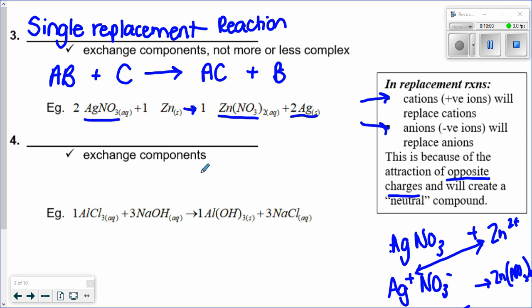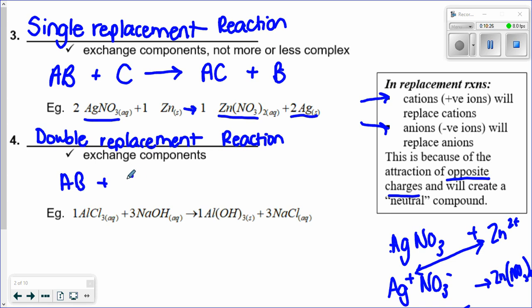Number 4 here is called a double replacement reaction. So what's happening in our double replacement reaction is we have 2 compounds before, and after we are still going to have 2 compounds.